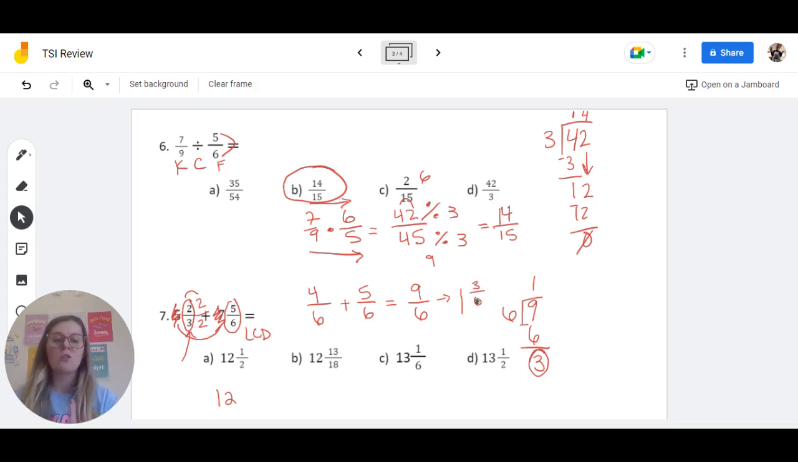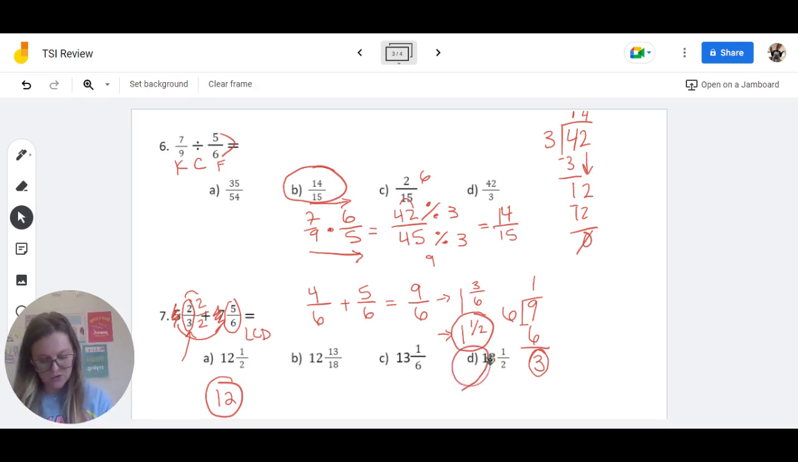So we're going to convert this back to a mixed number. Well, 3 out of 6, I'm like, oh, well, I can divide by 3 on the top and bottom to simplify that fraction. So 1 and 3/6 simplifies to 1 and a half. So now I can add 12 plus 1 and 1/2 would give me 13 and 1/2. And I'm like, oh, there's my answer choice of D.